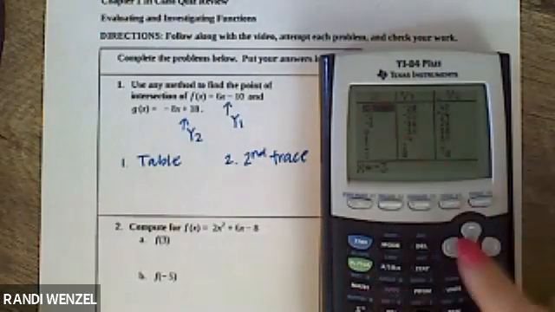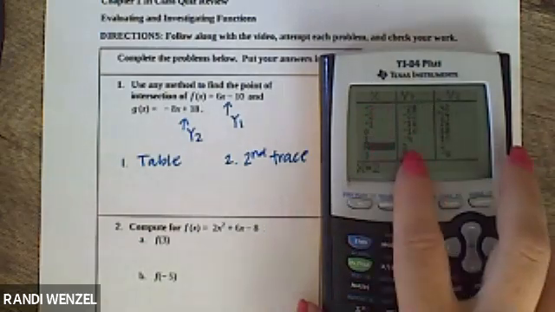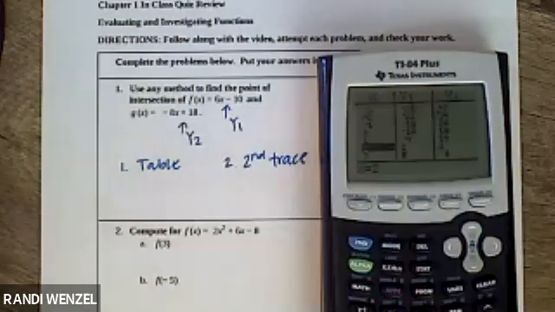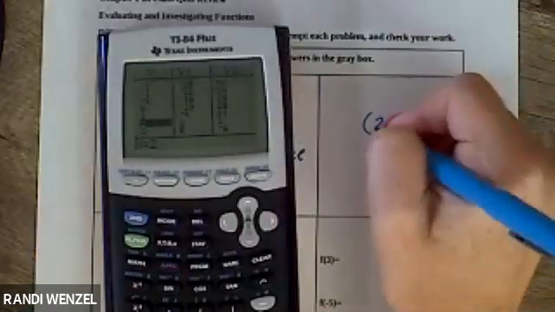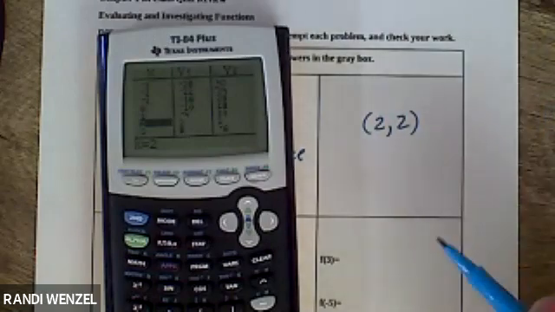So when I go back to my table, I'm in the negatives. I know my answer's not there, so I can start to go down. And I'm looking for where my y's are the same. And it's right here. I have two 2's. So that tells me my solution is (2, 2). (2, 2). And I only had one.